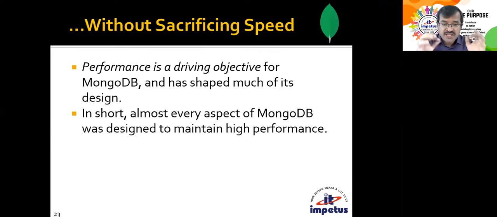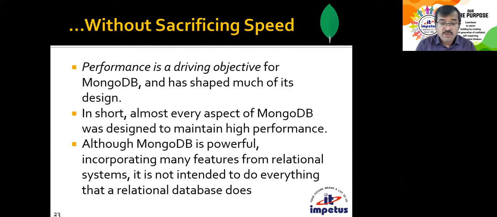In short, almost every aspect of MongoDB was designed to maintain high performance. So that is the philosophy. That's the basic design approach when it comes to MongoDB. Although MongoDB is powerful, incorporating many features from relational systems, it is not intended to do everything that a relational database does. So it is not a total replacement for a relational database. It's not that everything a relational database can do, I'll do in MongoDB. No. A lot of features are not required for some applications. So just get rid of them. Focus on performance.